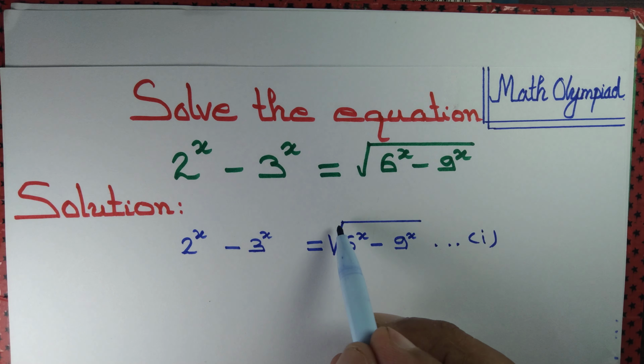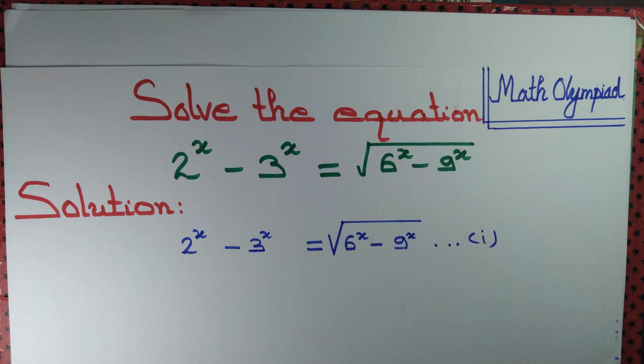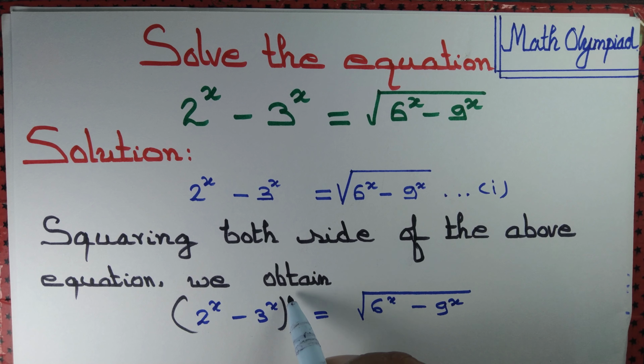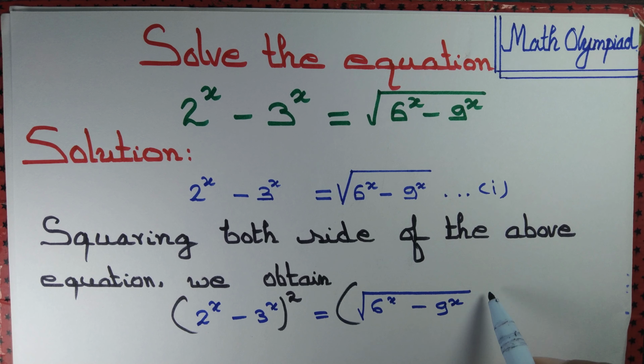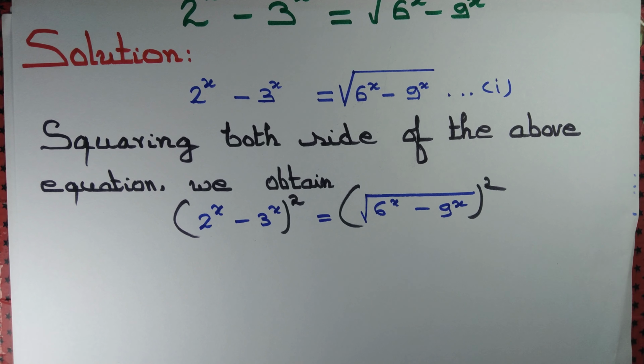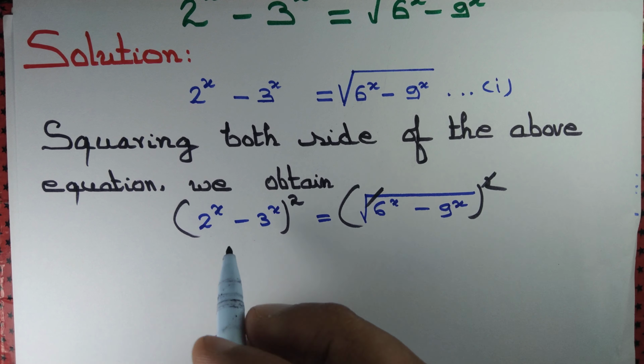You see that you have a square root on the right hand side. Can we remove this square root? We can remove it by just squaring. So we square both sides of the equation. Left hand side squared and right hand side squared. You see that root and square will get cancelled.